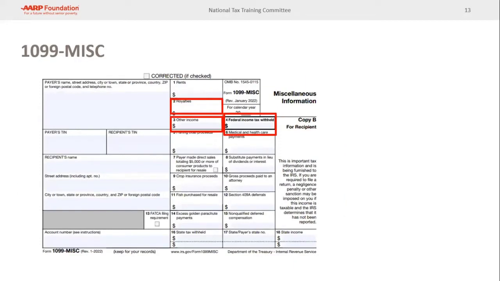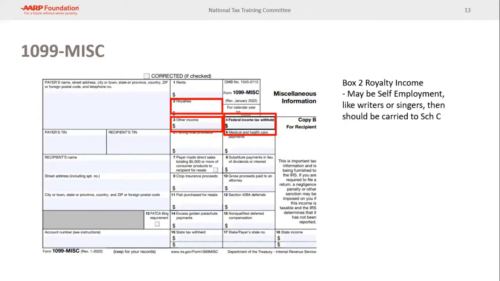And here is the 1099 miscellaneous form. Box 2 is for royalties, which may be self-employment income, and box 3 is other income, and again, box 4 here is federal income tax withheld.